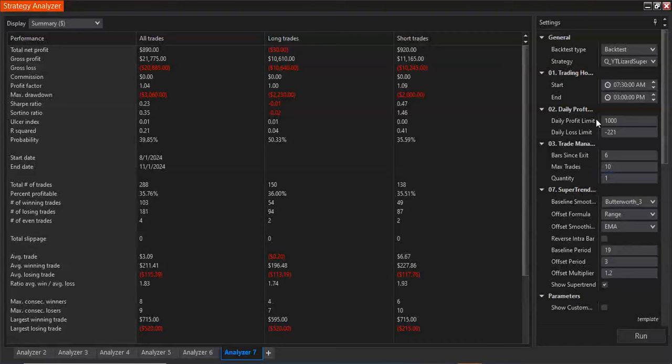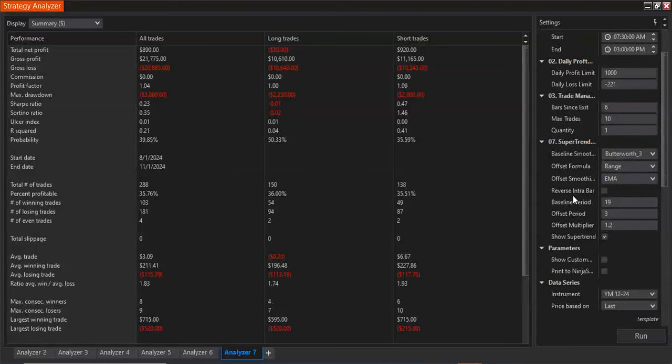All right, so we got our daily profit, everything that we did in the previous videos. Bar since exit. We now got the max trades, the daily profit and trading time. We're getting there. It's getting there slowly but surely.